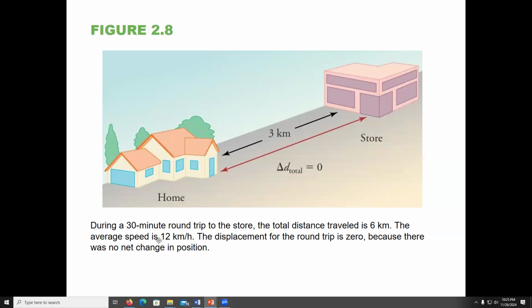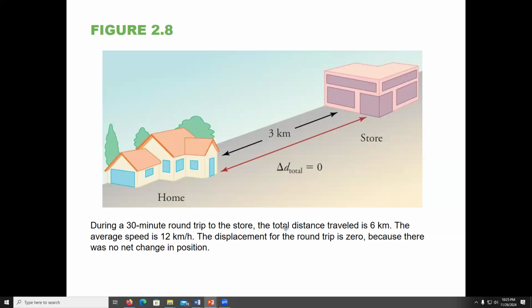So the average speed is the total distance, which is 6, divided by the total time it took. So we have 0.5, 30 minutes is 0.5 of an hour. So that is 6 kilometers divided by 0.5, which is the same thing as 12 kilometers per hour.